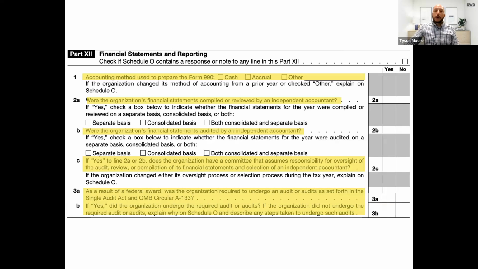Also, it wants to know if you had a committee that assumes responsibility for oversight. So do you have a finance or an audit committee that looks at that, or do you have a board that looks at and approves the audit?